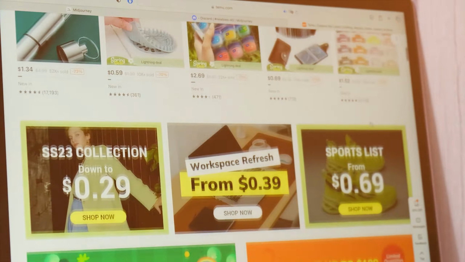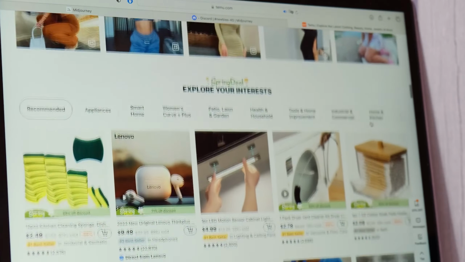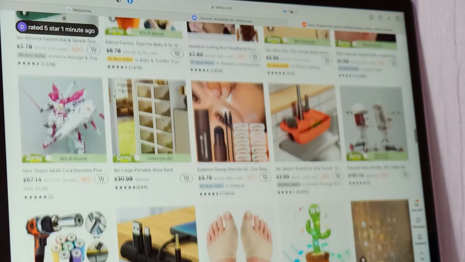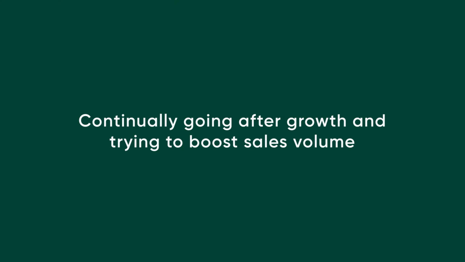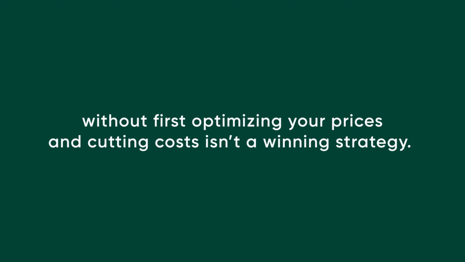In contrast, convincing more customers to buy your products often involves increased spending on advertising or significant time investment in your sales and marketing strategies. It is also dependent on an outside individual, your customer, and their buying decisions. In other words, it takes time to increase sales volumes. Continually going after growth and trying to boost sales volumes without first optimizing your prices and cutting costs isn't a winning strategy. Instead, you want to focus on the most controllable factors first, and I'm going to give you some tips to consider.